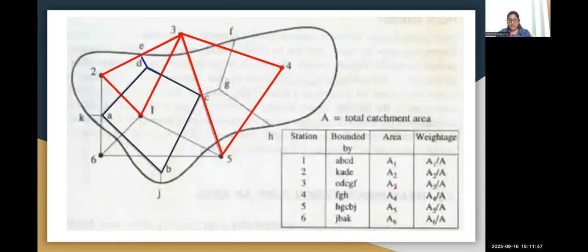And that polygon, say it has an area A3. The weightage of that area will be A3 by A. If the entire basin's area is A, then the weightage of this area will be A3 by A.